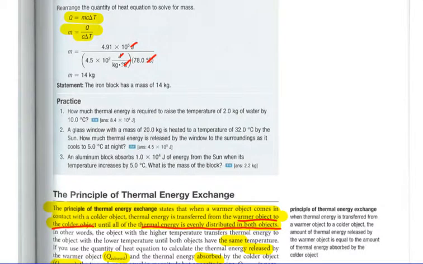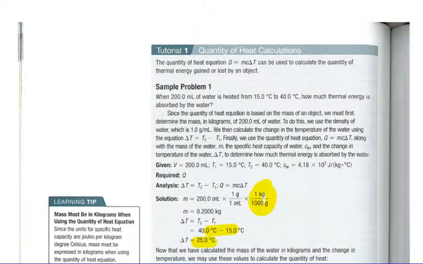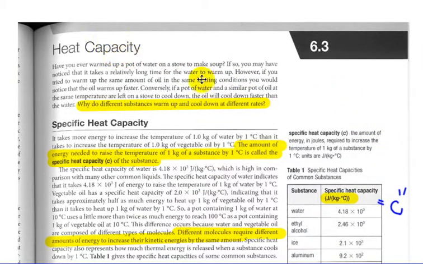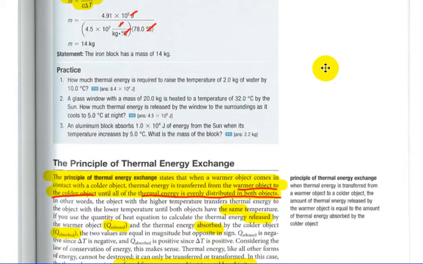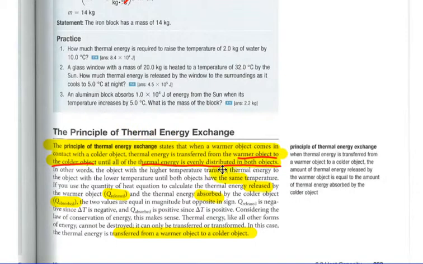Welcome back, Physical Science. This is the second video to correspond with the booklet 6.3 Heat Capacity in the HT1 section. So we looked at specific heat capacity for the first part. Now we'll look at the second half, the principle of thermal energy exchange and potential problems that could happen with that. So things to highlight here.